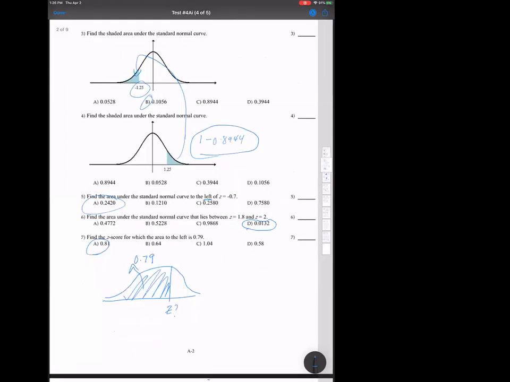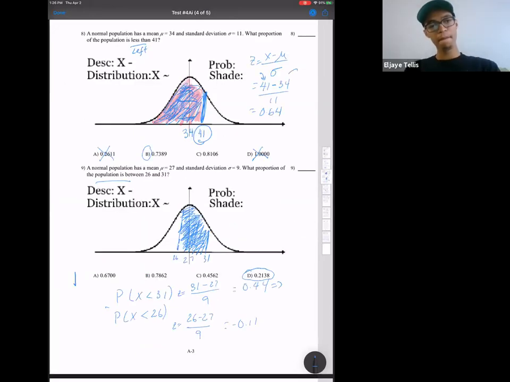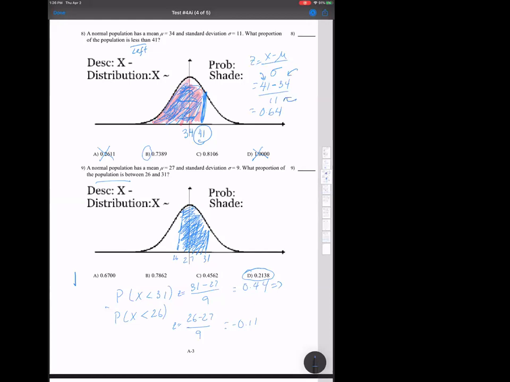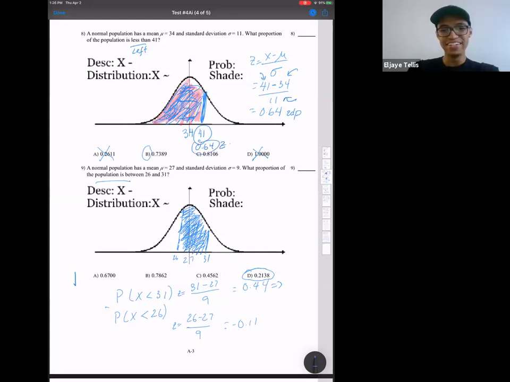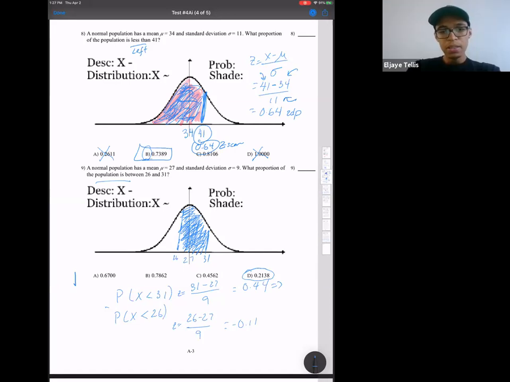And so in this question right here, we take the 41, we subtract out the mean, and then we divide by 11. And we get that answer to 2 decimal places, 0.64. And that's what we look for in the Z table, 0.64. That is my Z score. I look that number up, and you get an answer right here of 0.7389 or 73.89%.